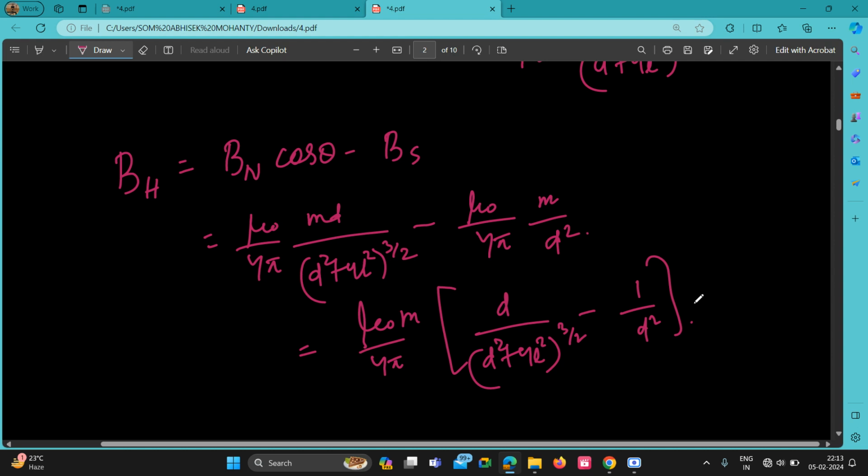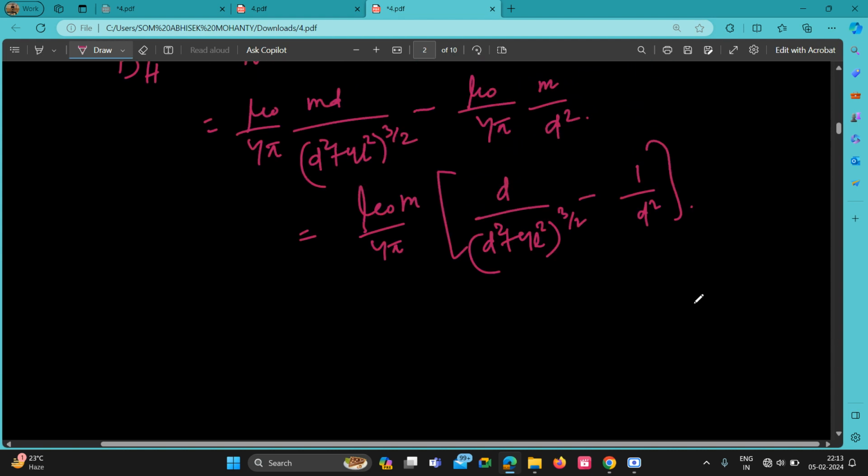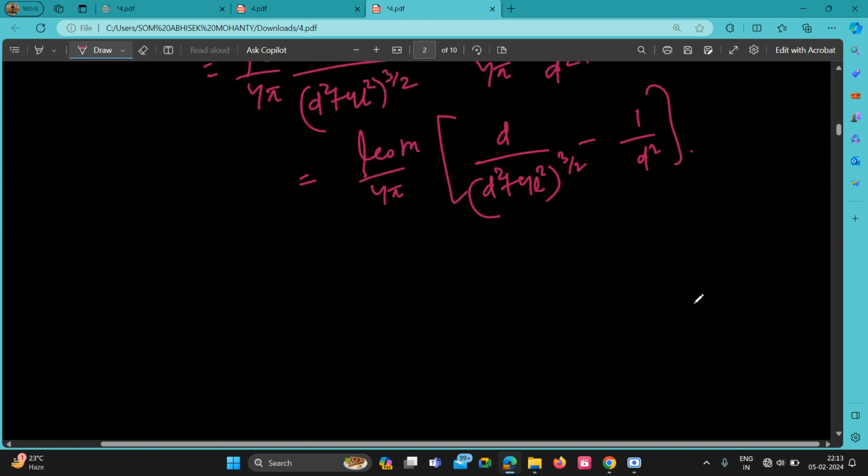Sorry for the delay. So this would be mu naught m by 4 pi, d by this, minus 1 by d square. Now what do you have to do? You just have to put the values. That's it.